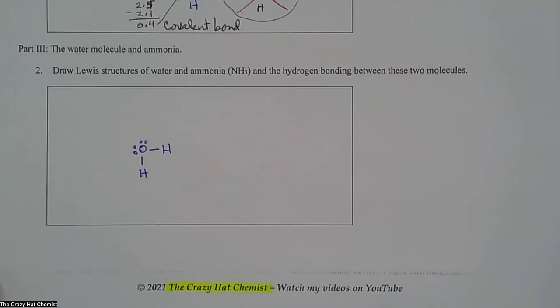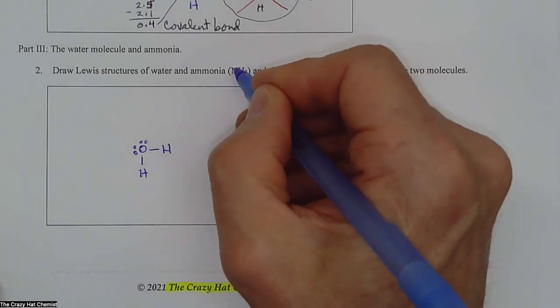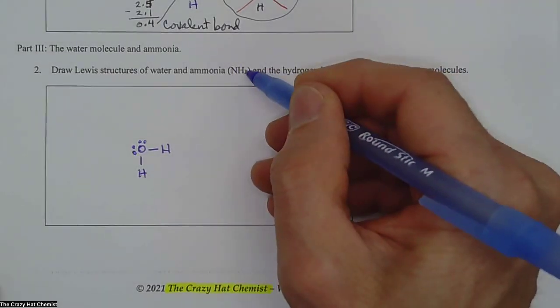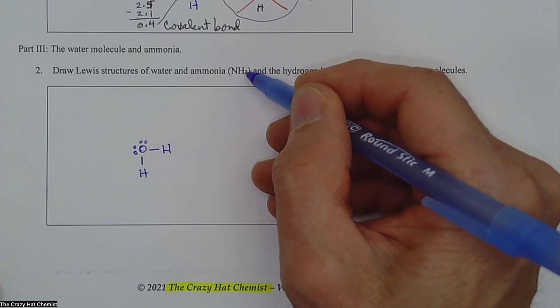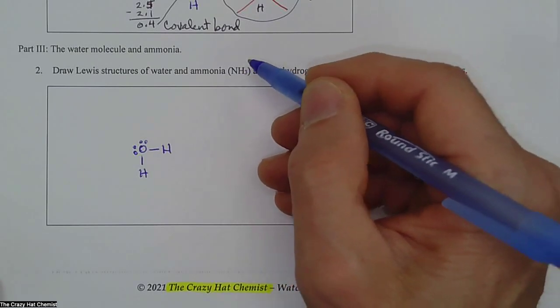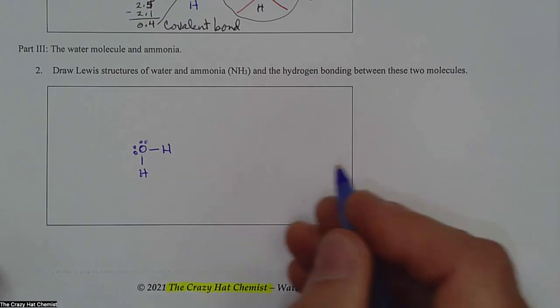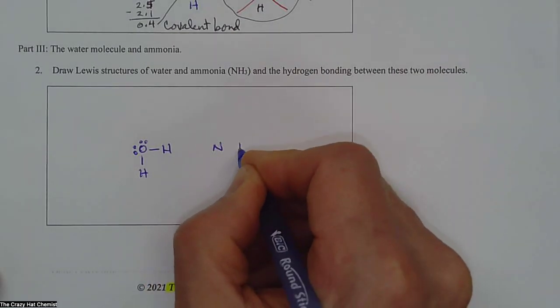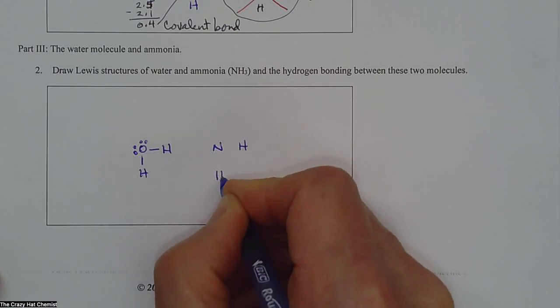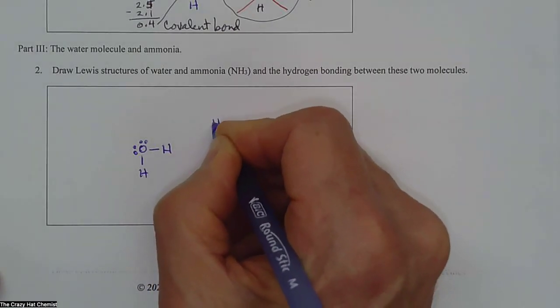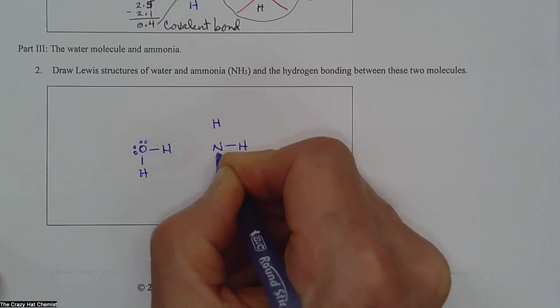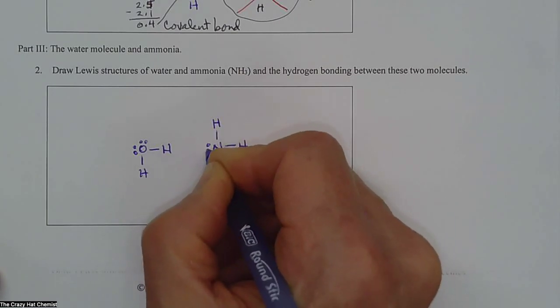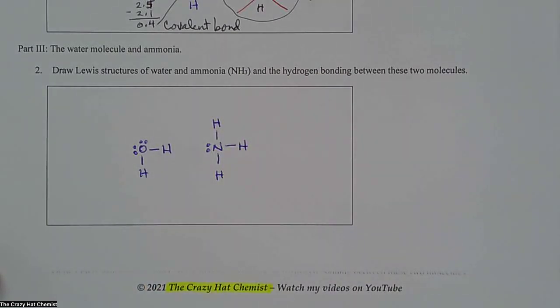We're going to draw ammonia, and nitrogen has 5 valence electrons. There's 3 total valence electrons with the 3 hydrogens, so that's 8 total. That's 4 pairs, and we're going to have a nitrogen, a hydrogen, and another hydrogen right here. That will give me 1, 2, 3, and a lone pair on that nitrogen.